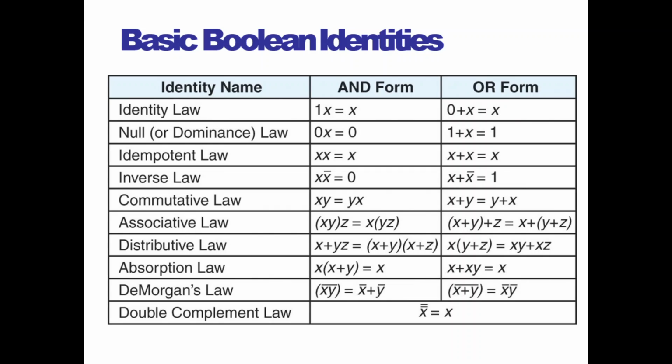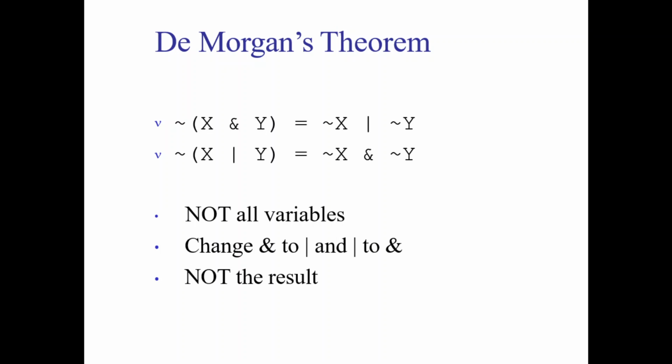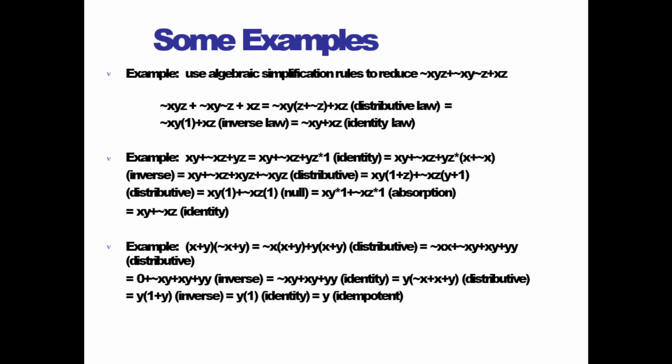Double complement law: x double inverted is equal to x. This is De Morgan's theorem: change all variables to their complements, change AND to OR, and complement the result. We have some examples here. We use algebraic simplification rules to reduce xyz plus xy z plus xz.